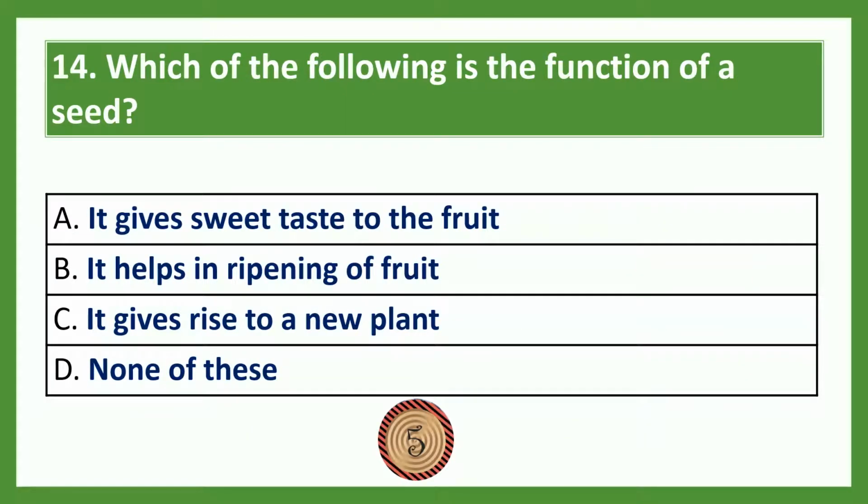Which of the following is the function of a seed? Option A, it gives sweet taste to the fruit. Option B, it helps in ripening of fruit. Option C, it gives rise to a new plant. Option D, none of these.